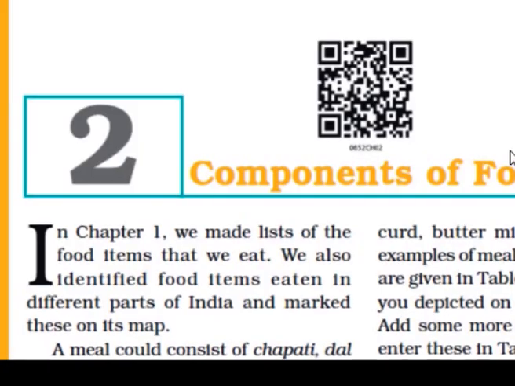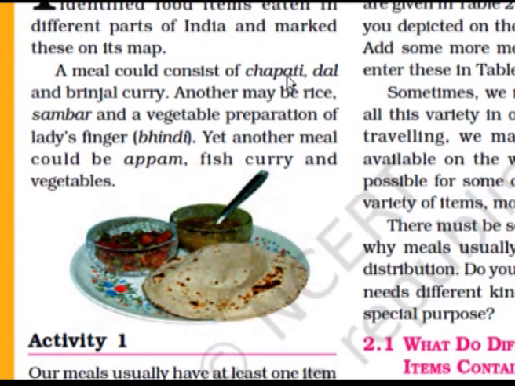In chapter 1 we made a list of food items that we eat. We also identified food items eaten in different parts of India and marked this on its map. A meal could consist of chapati, dal and brinjal curry. Another may be rice, sambar and a vegetable preparation of lady fingers, bhindi. Yet another meal could be appam, fish curry and vegetables.